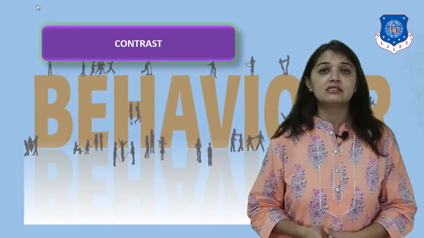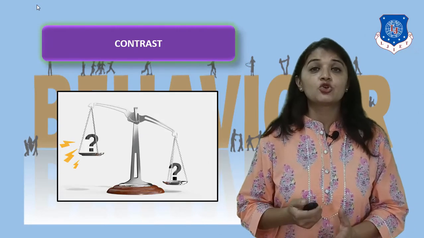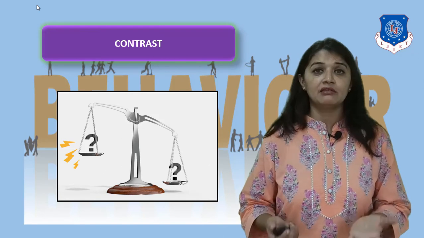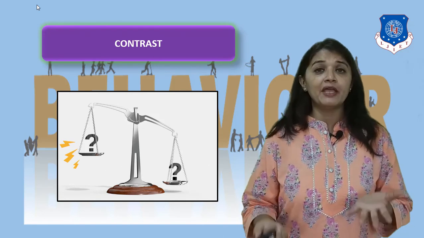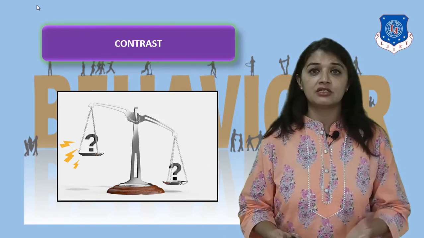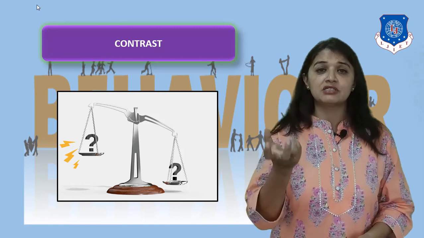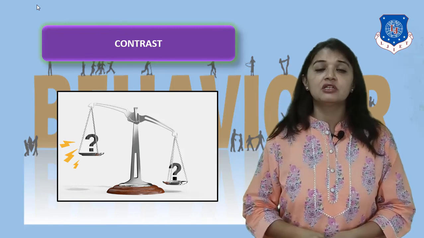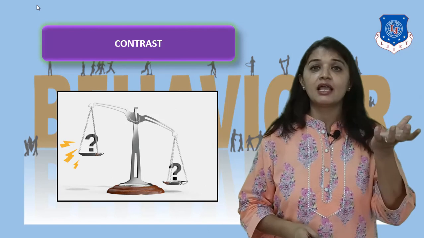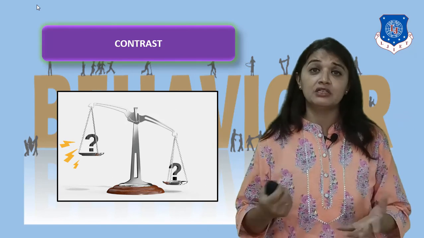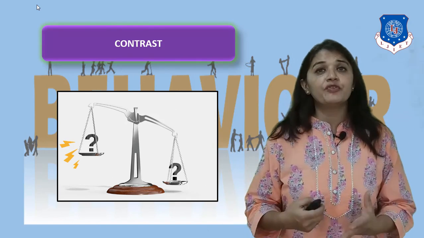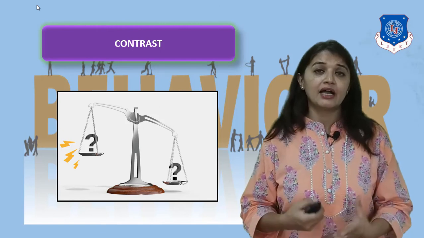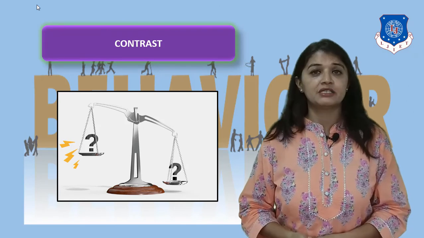And the last one is contrast. So contrasting means comparing things. You compare things and then you judge things. So when you perceive a certain thing or a person and then you want to judge that person, you will get another person and then try to compare that with the other person. So when such kind of contrasting is done, again there is an error in perception.